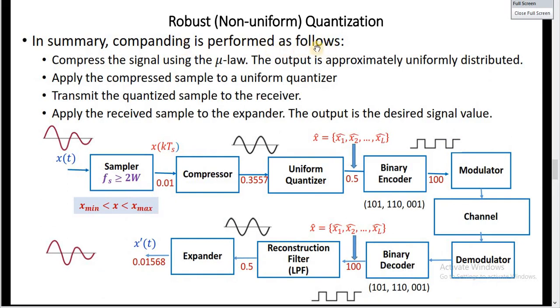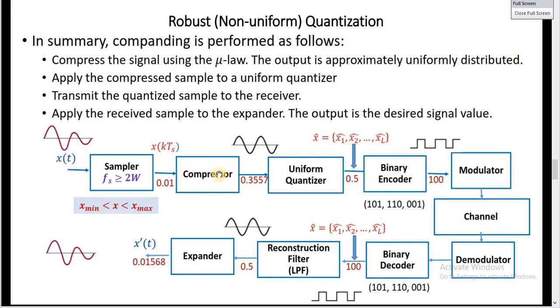Companding is performed as follows. Compress the signal using the mu law. The output is approximately uniformly distributed. In this diagram, we show the whole operation of transmitting a signal. This is the analog signal x of t. X of t is sampled at a rate greater than the Nyquist rate. This is a continuous time, continuous amplitude signal. The output of the sampler is the discrete time continuous amplitude samples. These samples are applied to the compressor.